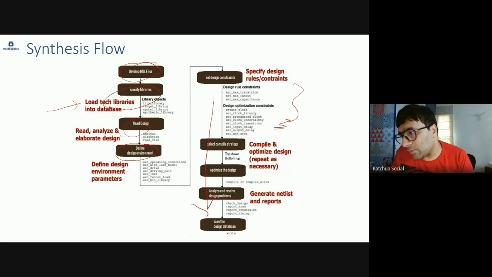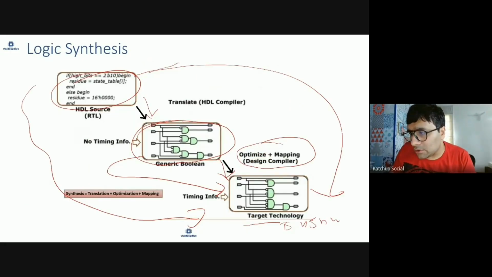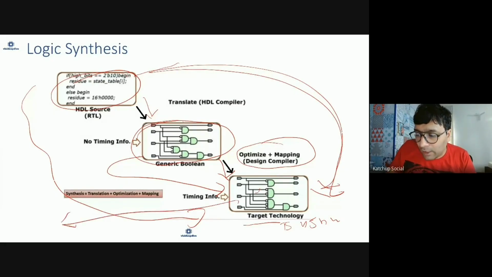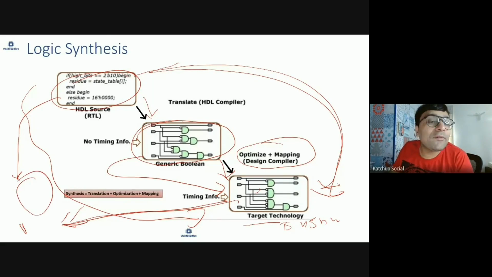Based upon that input, the tool will convert your RTL, which is this, to AND and OR gate based logic, which is again written in Verilog format. This is also Verilog. In gate level, this is also Verilog, but the level of abstraction is different. Here you're writing at a very high level. Here it will be in the form of AND and OR gates and flops from the library.